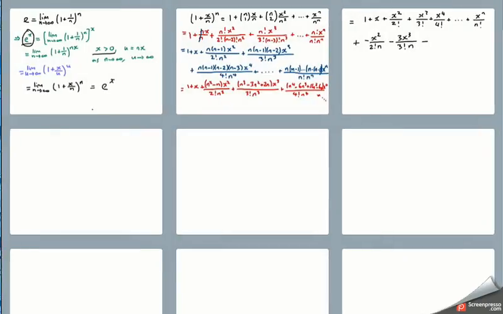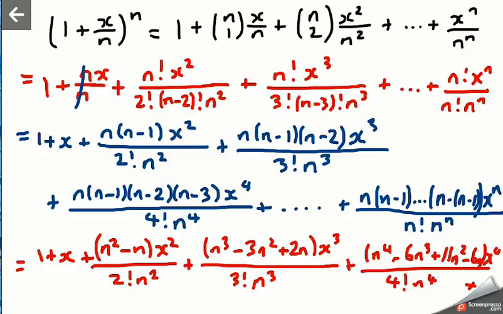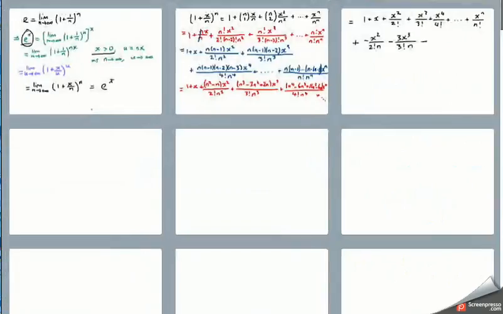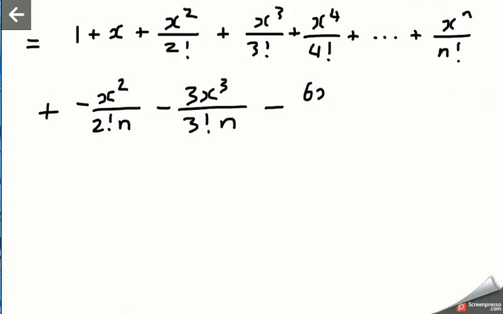Minus, let's check the next one. It's going to be minus 6, and then these n cubes will cancel with 3 of the n's on the bottom. So it's going to be minus 6, and that says x to the 4, minus 6x to the power of 4 divided by 4 factorial n. And what's the next one going to be? Well, I'll tell you right now, the next one is going to be 10. So minus 10x to the 5.